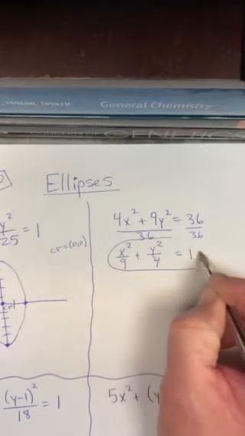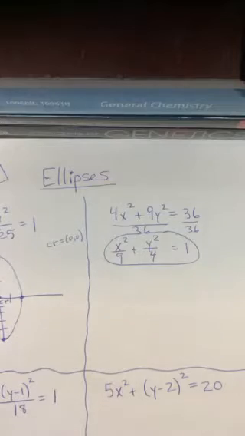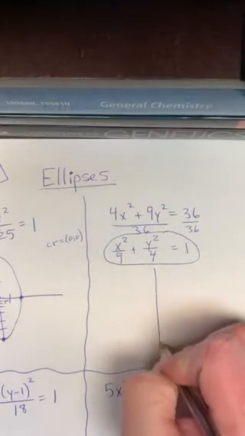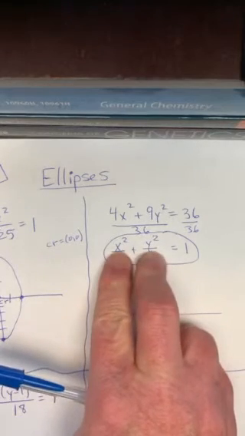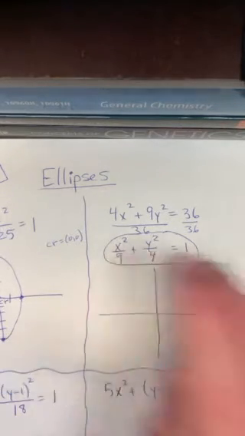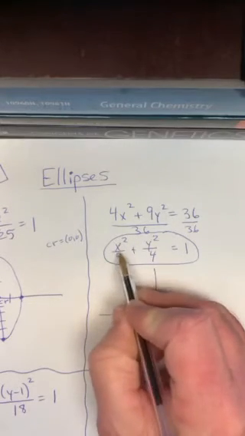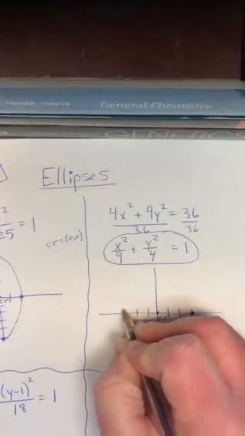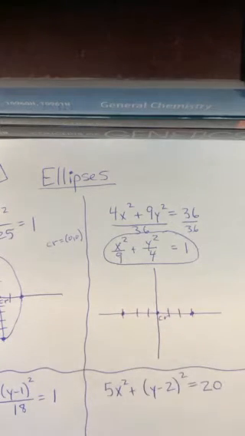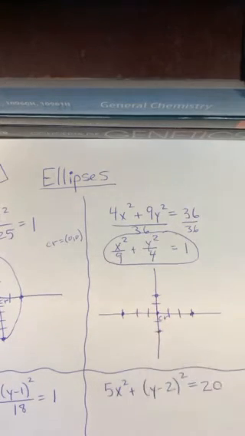So simply dividing both sides by 36 allowed me to get that ellipse into standard form. I'm going to draw my picture. Since it's good old x squared and y squared, again, the center is at 0, 0. The x squared has a 9 under it, so I'm going to go right 3 and left 3 from the center. And since the y squared has a 4 under it, I'm going to go up 2 and down 2.